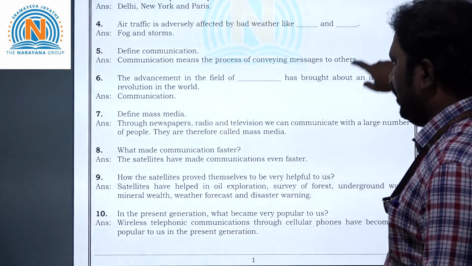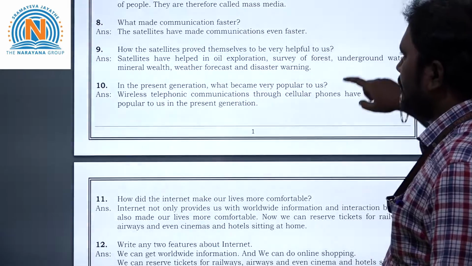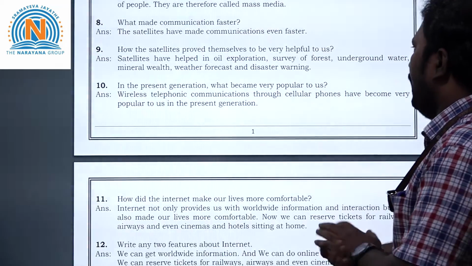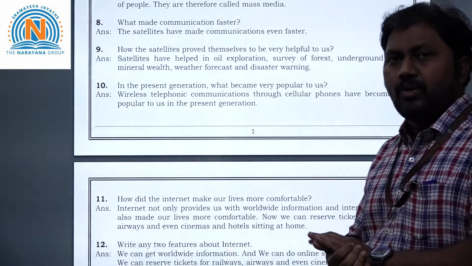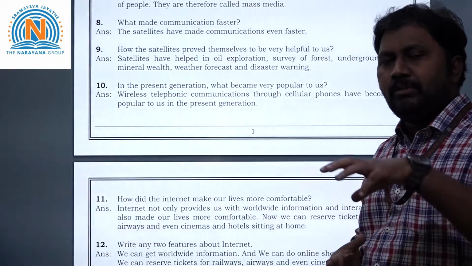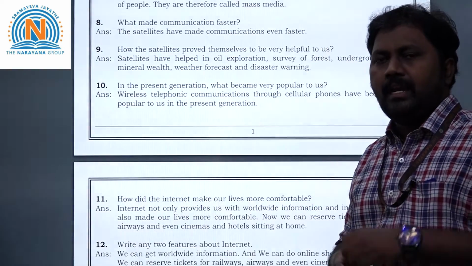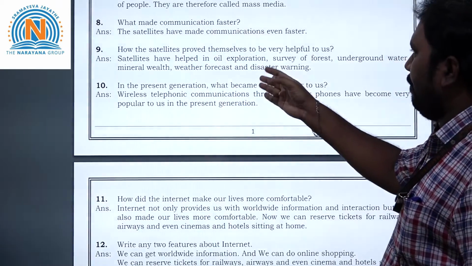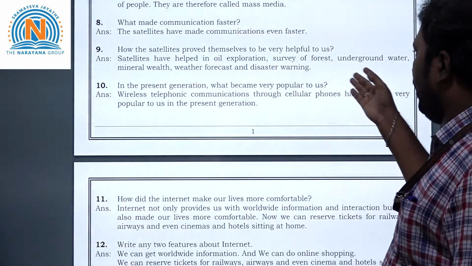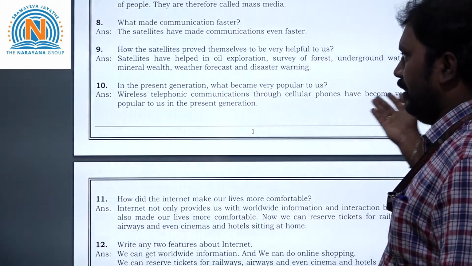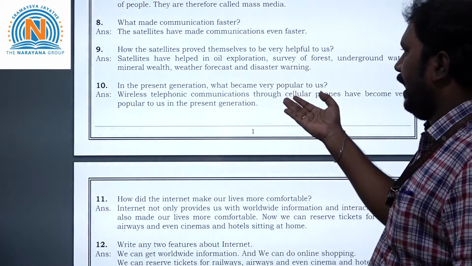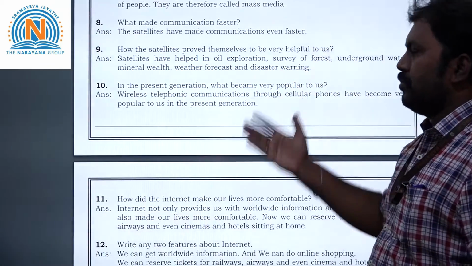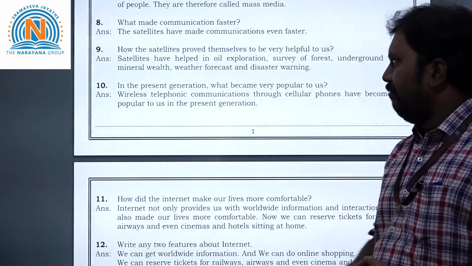Now let's take the ninth question children here. How have satellites proved themselves to be very helpful to us? Really children, satellites are used not only for communication purposes, but also for identifying locations like mining and forest areas. So that is what see here. Satellites have helped in oil exploitation, survey of forest, underground water, mineral wealth, weather forecast and disaster warning. So in all these purposes, definitely satellites are more helpful here.